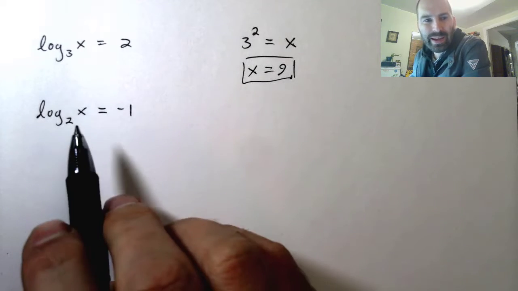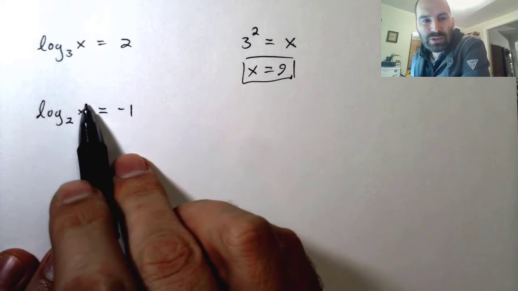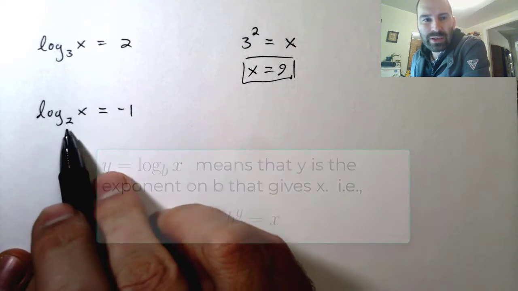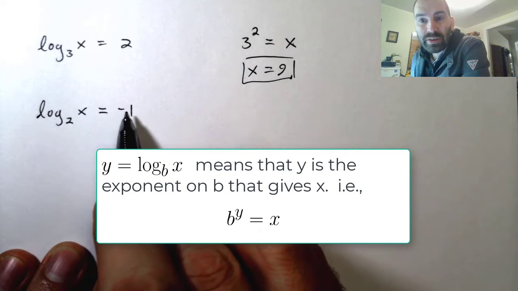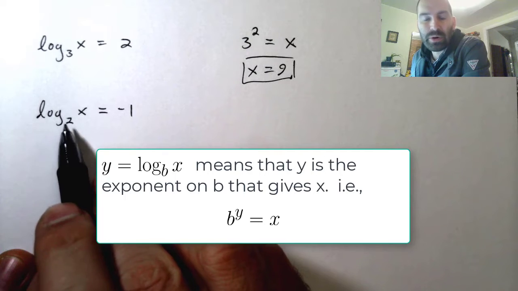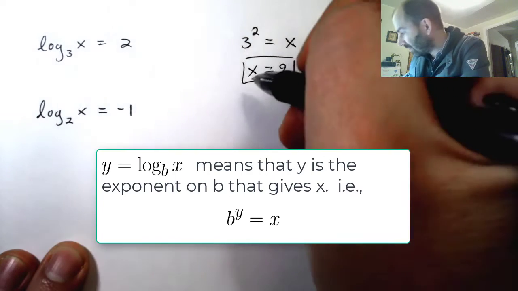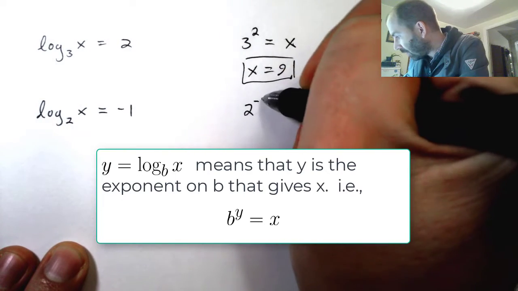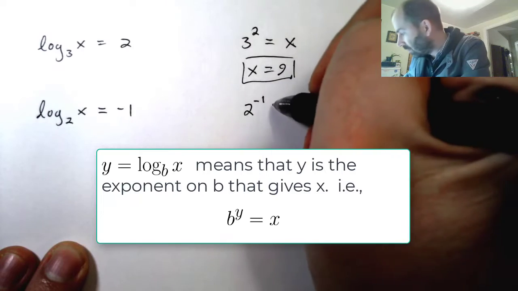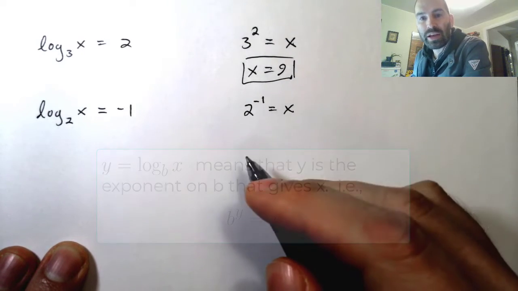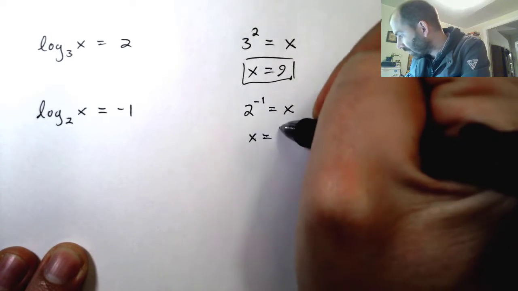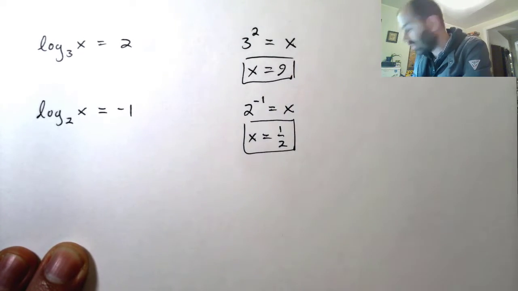Okay, welcome back. Remember, log base 2 of x is the exponent on 2 that gives x. But we're told that log base 2 of x is -1. So that means -1 is the exponent on 2 that gives x. What's 2 to the -1? It's 1/2, of course. So there's our answer.